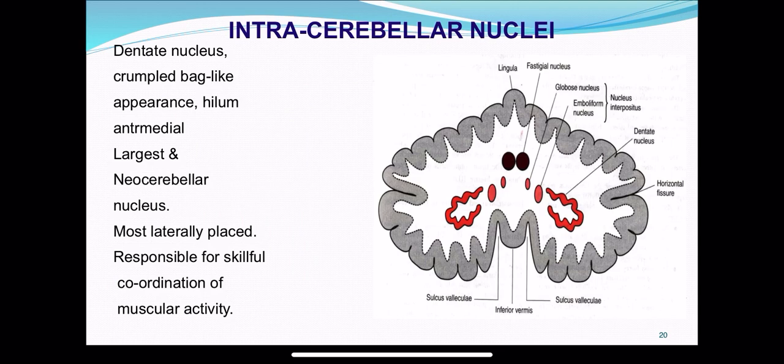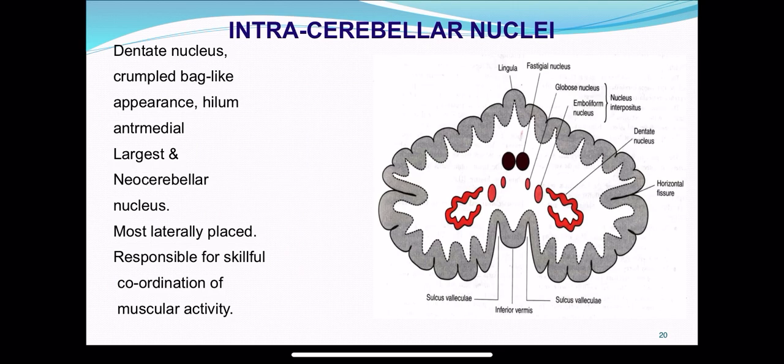Now we studied that within the cerebellum you have some nuclei. These are known as deep cerebellar nuclei or intracerebellar nuclei. Dentate nucleus, emboliform nucleus, globose nucleus and fastigial nucleus are the names of these nuclei, which we'll be studying now one by one. Among the intracerebellar nuclei, you have first the biggest one, the dentate nucleus.